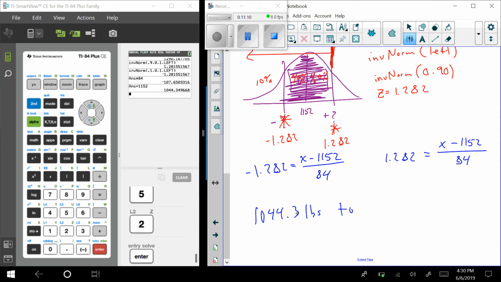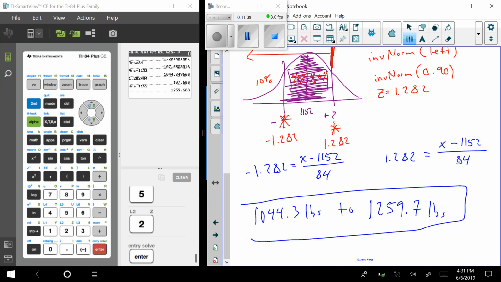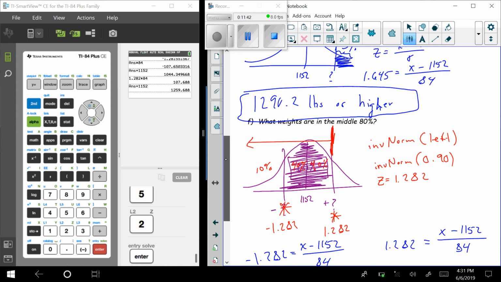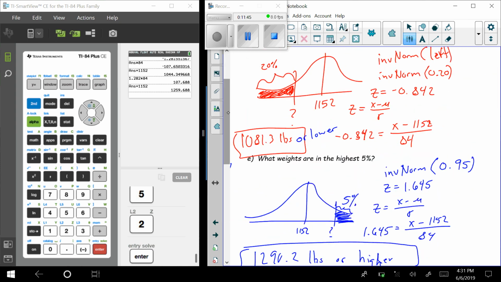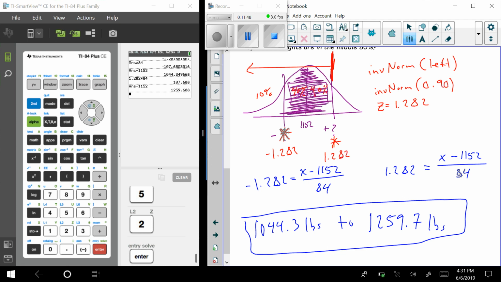to, now that's the lower, right? So I get that to the upper, which is 1.282 times 84 plus 1152, which would give me 1,259.7 pounds. So a cow that weighs in between those two weights would be in the middle 80%. Okay, and there we have it. That finishes example number 8. Okay, we have one last example inside of chapter number 5, and that's coming up in the next video.